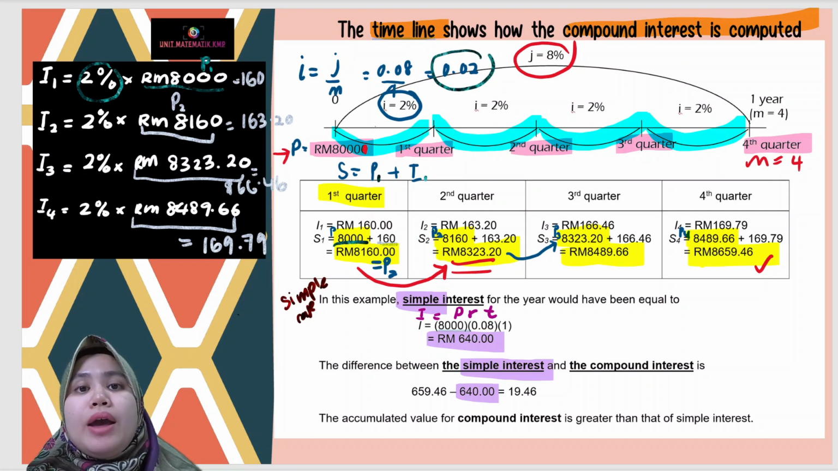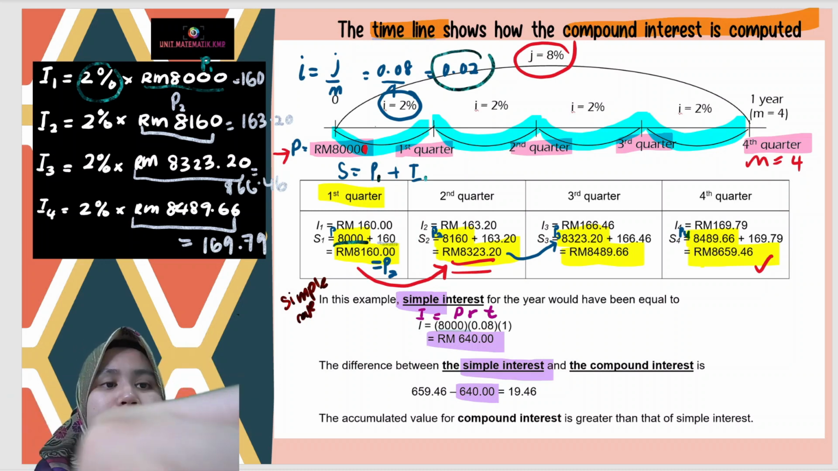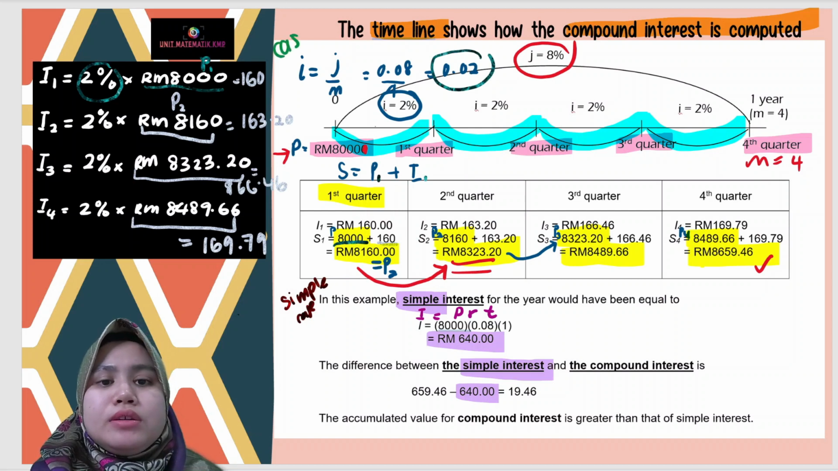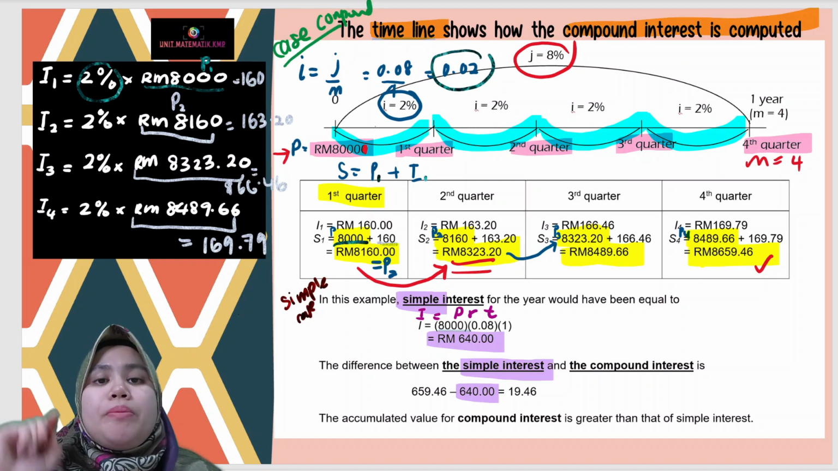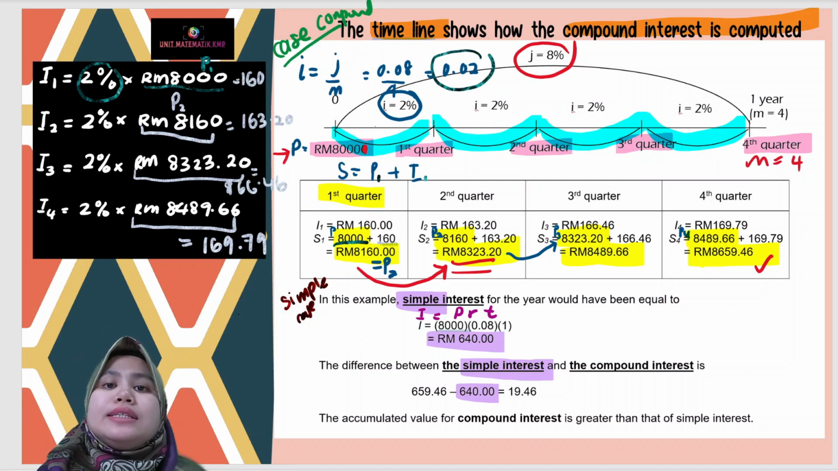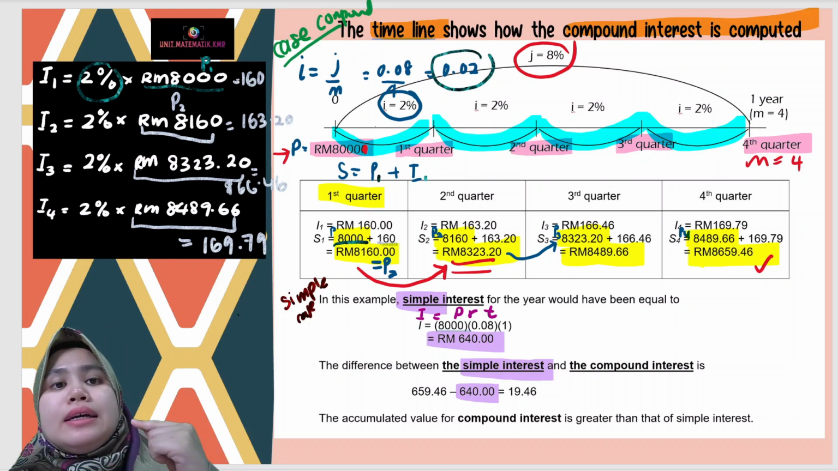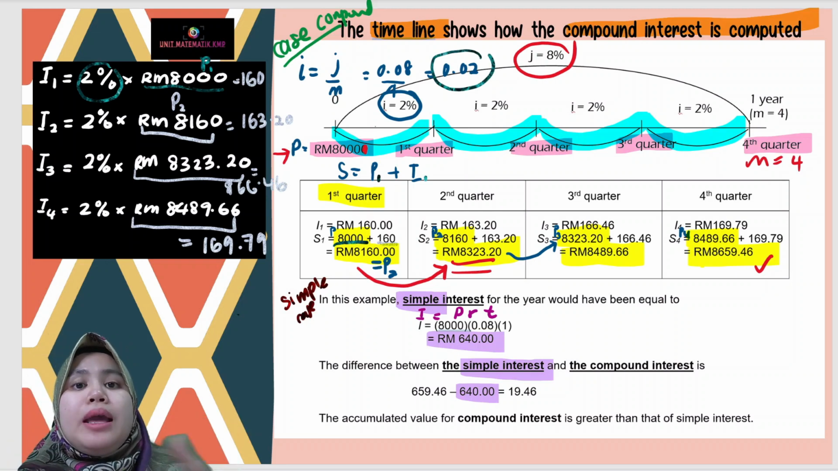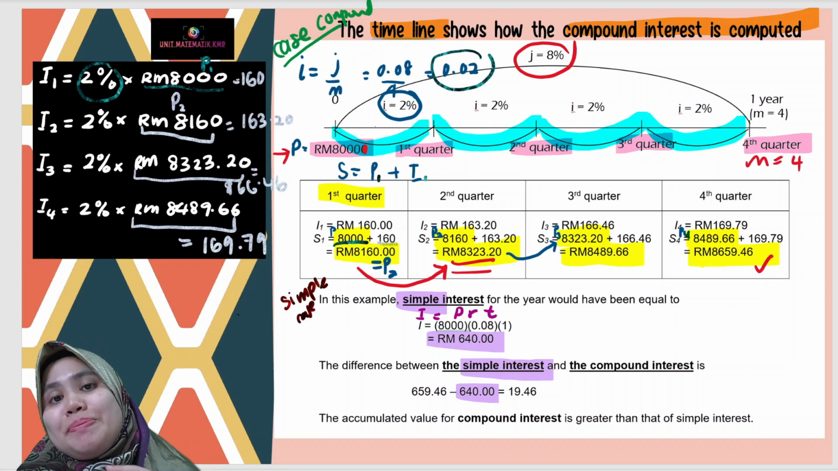Okay, let's say you have, I say this is the compound case, right? This is your compound case. Now let's use the same money, starting with the same 8,000, but we use simple interest.